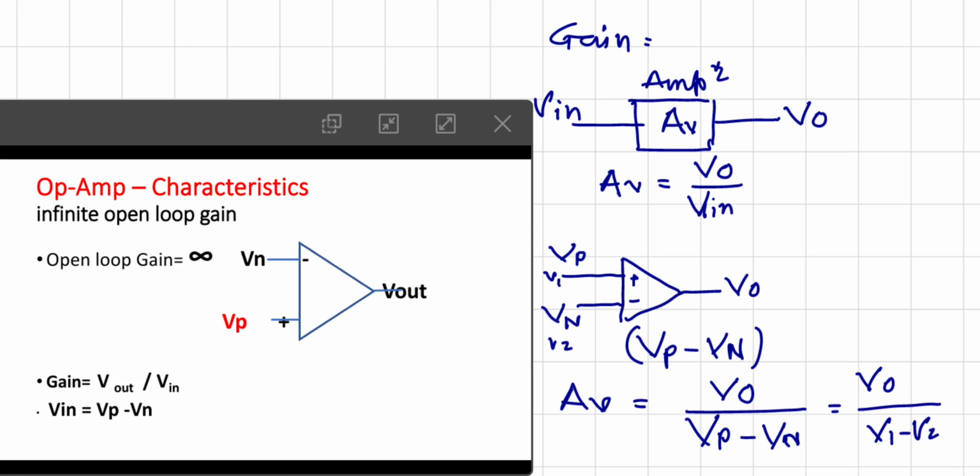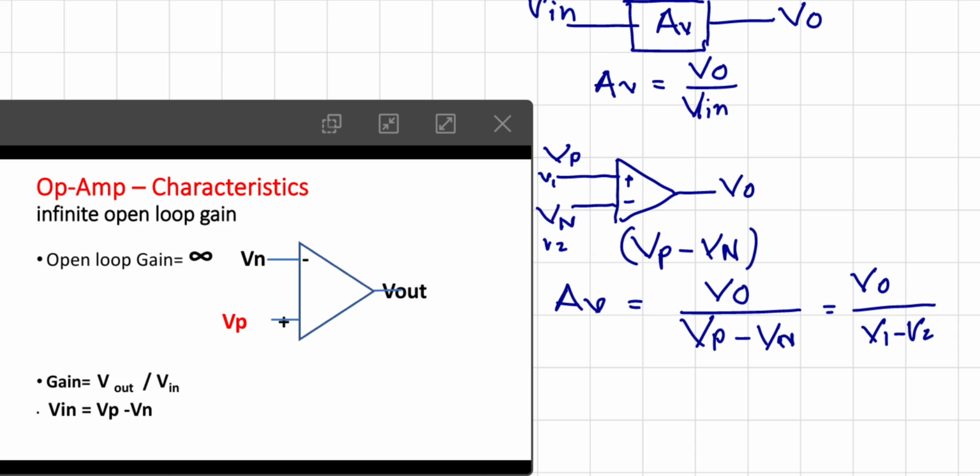So that is the gain of an amplifier. Now here in case of an operational amplifier, this AV, that means gain, is infinite. Remember that, open loop, that is infinite. That means though very small voltage is applied at the input, the output voltage is very high, that is infinite. This is in case of ideal amplifier. So that is the characteristics of an operational amplifier.